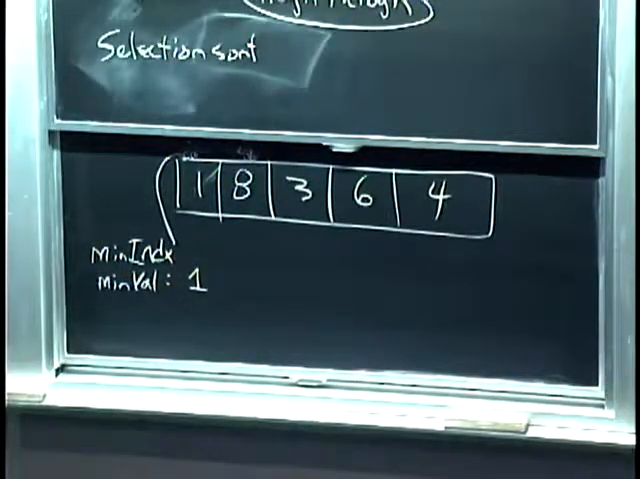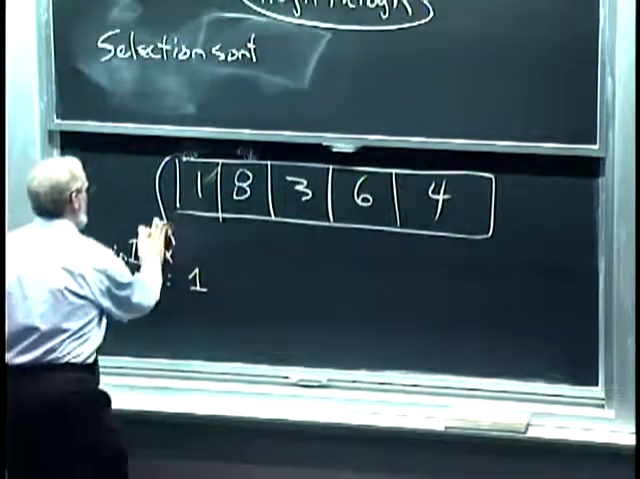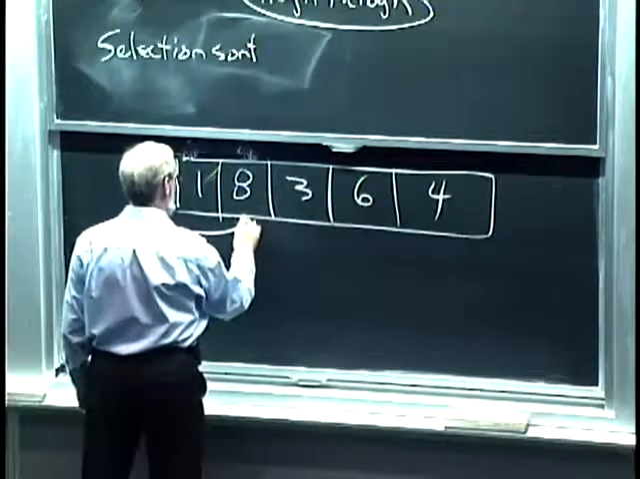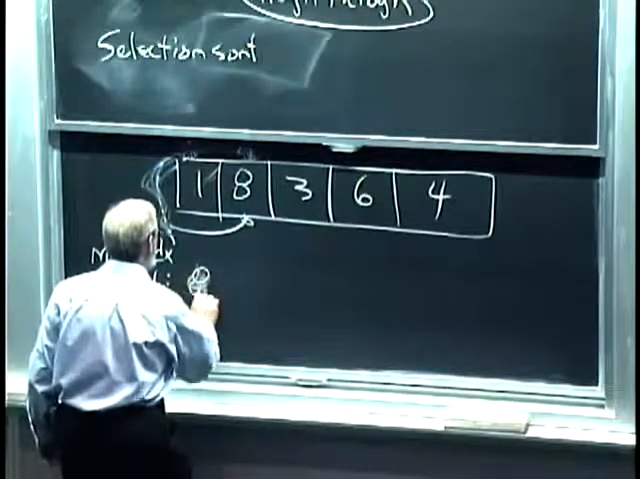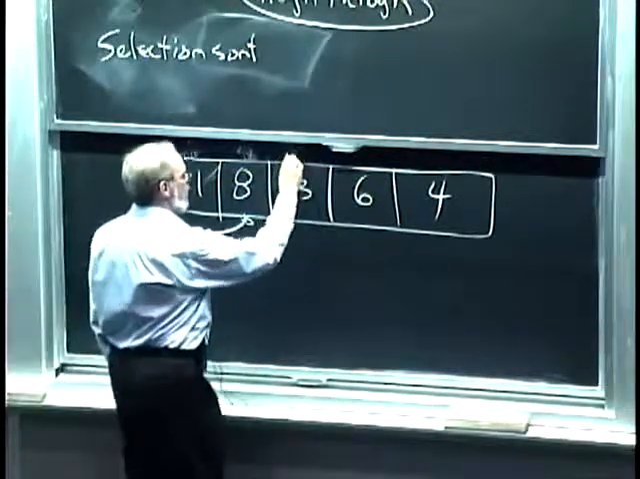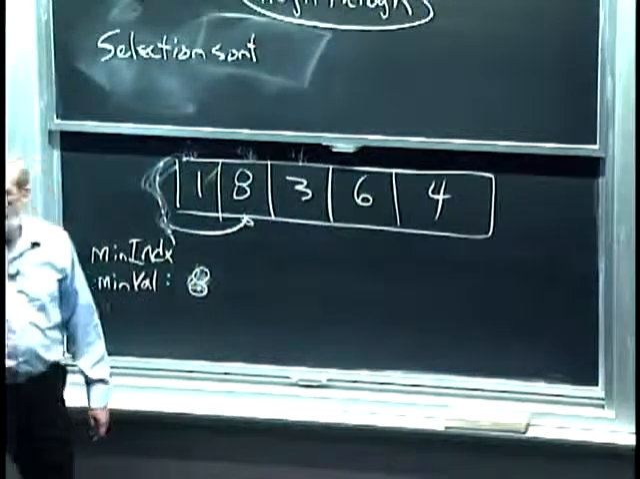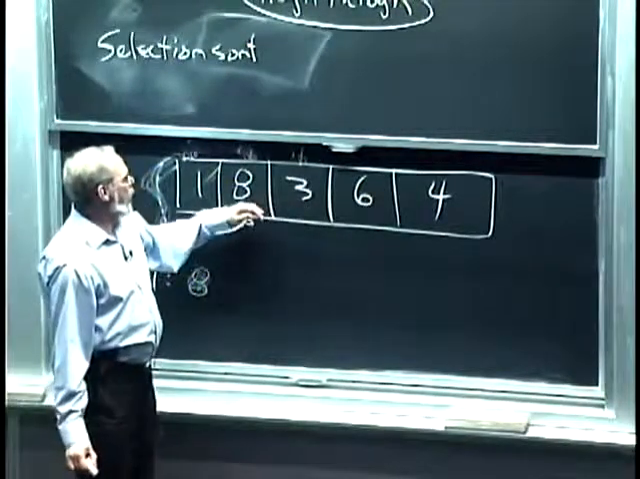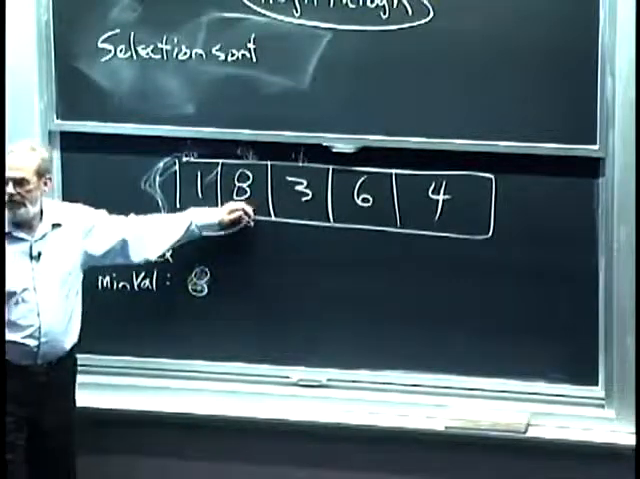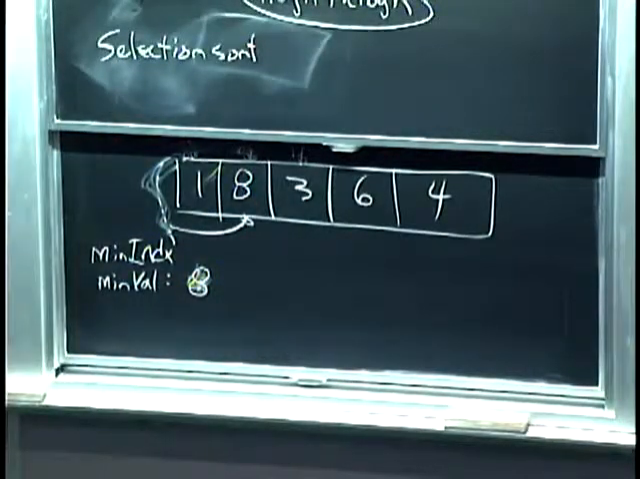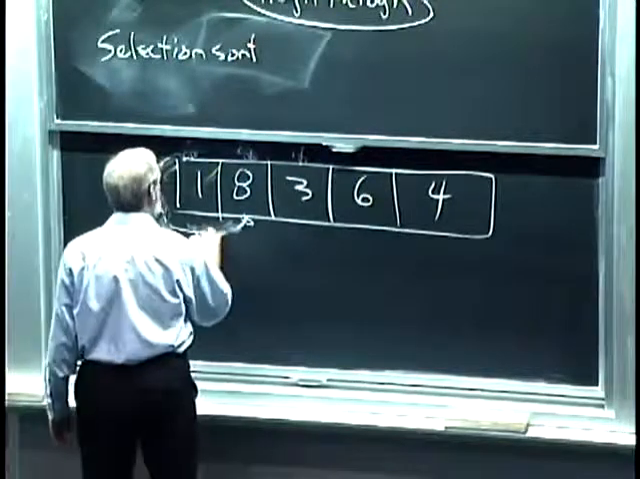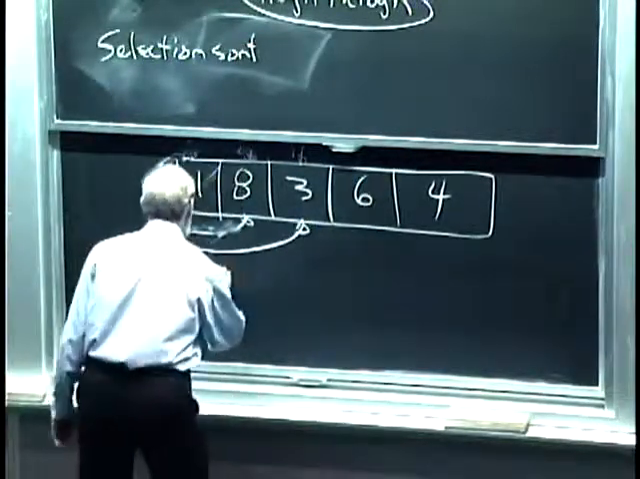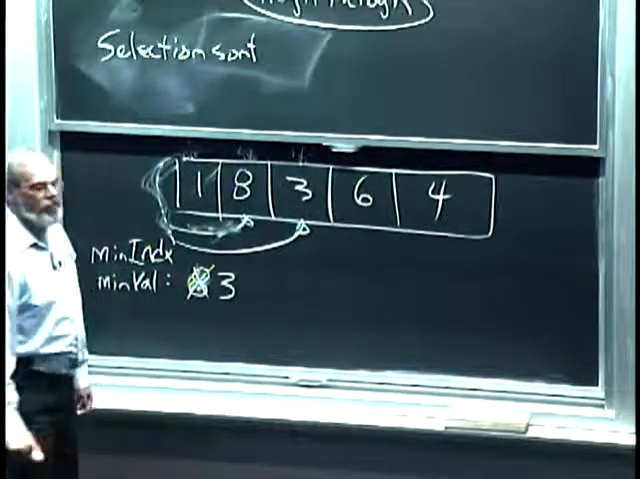I is now pointing at that thing. I go through the second round of the loop. What does that say? I'm going to change min index to also point there. Min value is 8. J starts off here, and I say, okay, is the thing I'm looking at here smaller than that? Yes. Aha. What does that say to do? It says make min index point to there, and min value be 3.